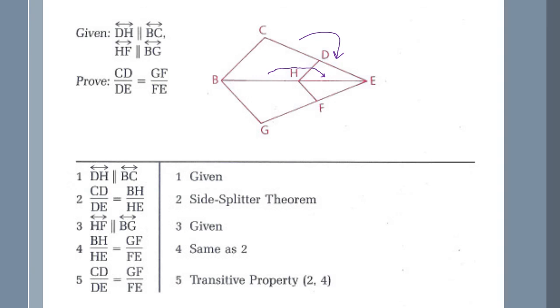We're going to have the same situation, which shows us that HF is parallel to BG. So we're doing this second triangle. What we're going to end up with here is comparing BH over HE. So these two are going to be equal to these two. So now by the transitive property, you can see we're using the same segment right here. We're going to have CD over DE equals GF over FE.